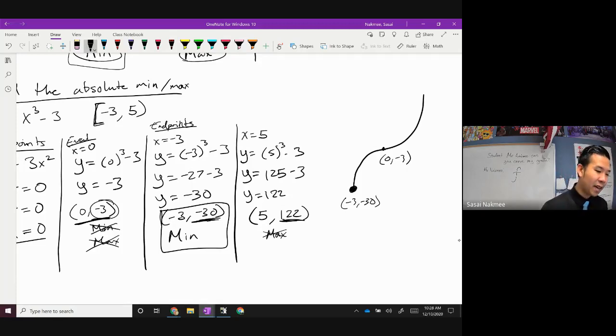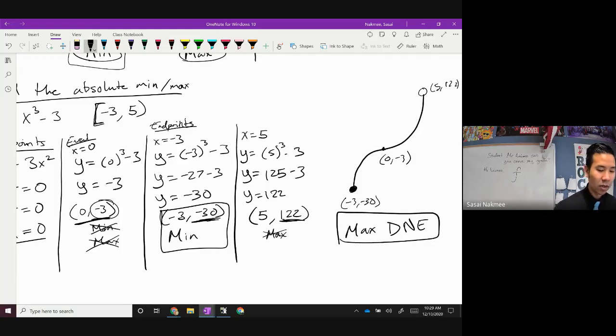And then at 5, we have an open dot at 122, and it's never going to reach it. We'll get closer and closer, and we never get to define it. So for this particular problem, we say that the max does not exist. There is no maximum for this problem, and that can occur.